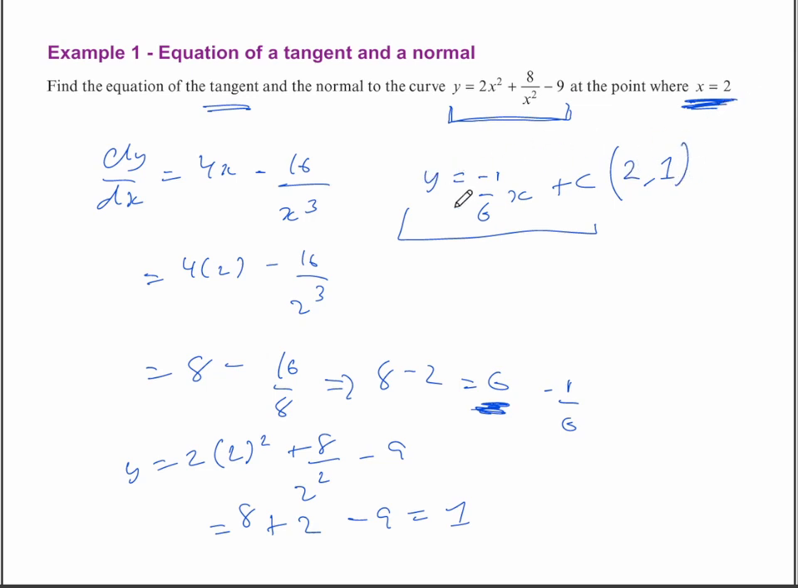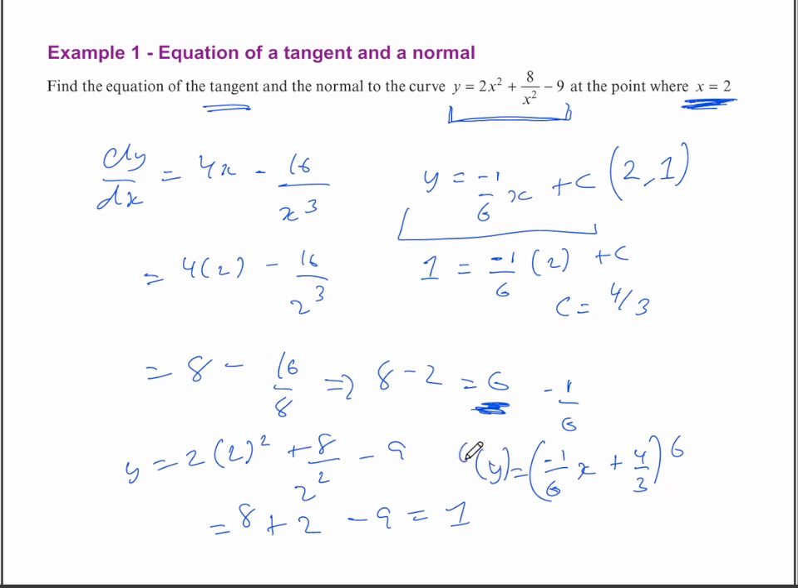Then what we can do is substitute that into the equation. We get 1 equals negative 1 over 6 times 2 plus c. Rewriting this will give us that c is equal to 4 over 3. Therefore, our equation of the normal line will be y equals negative 1 over 6 x plus 4 over 3. Multiplying by 6 on both sides to get rid of the denominator will give us 6y is equal to negative x plus 8. That's going to be our equation of the normal.